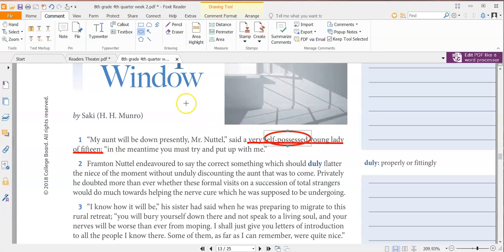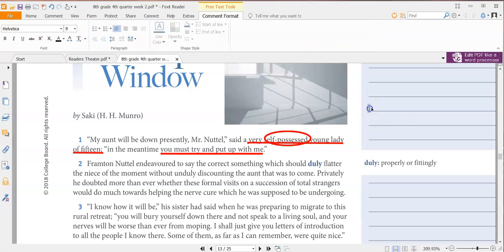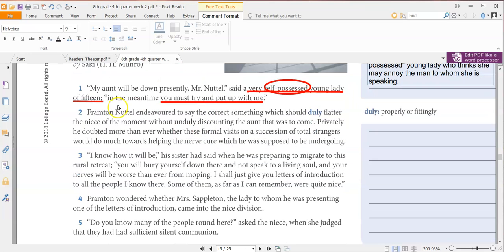And then she says, "In the meantime, you must try and put up with me." So that means that she thinks that she's annoying because she says, put up with me. So the speaker is a 15-year-old self-possessed young lady who thinks she may annoy the man to whom she is speaking. So I already have a little bit of information about a character.